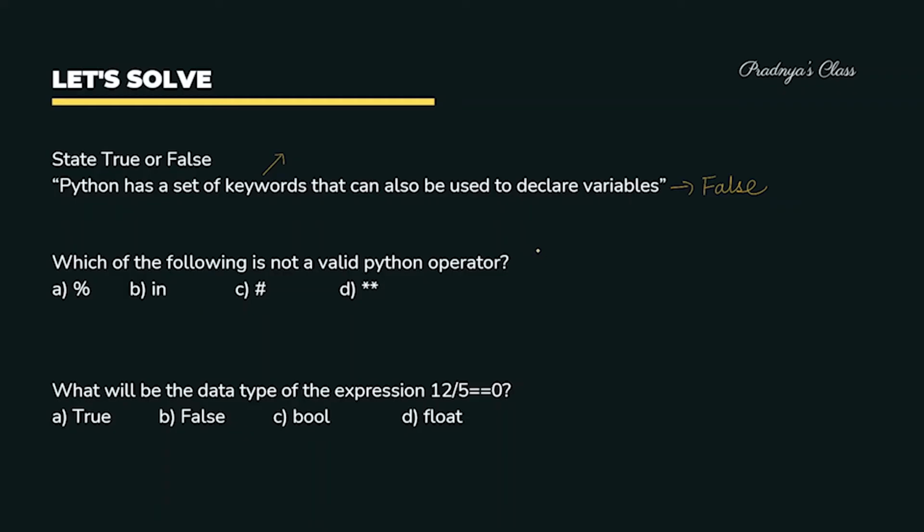We have one more question based on the operator. Let's check out. We have to find out the valid operator. This is a modulo operator. Yes, it is a valid operator. In is also a valid operator, which is a membership operator. Hash symbol is not an operator. Hash symbol we use to write comments, which is a additional information about the program. This is a exponentiation operator. Yes, this is also a valid operator. So which is not a valid operator? This hash symbol. So the answer is C.